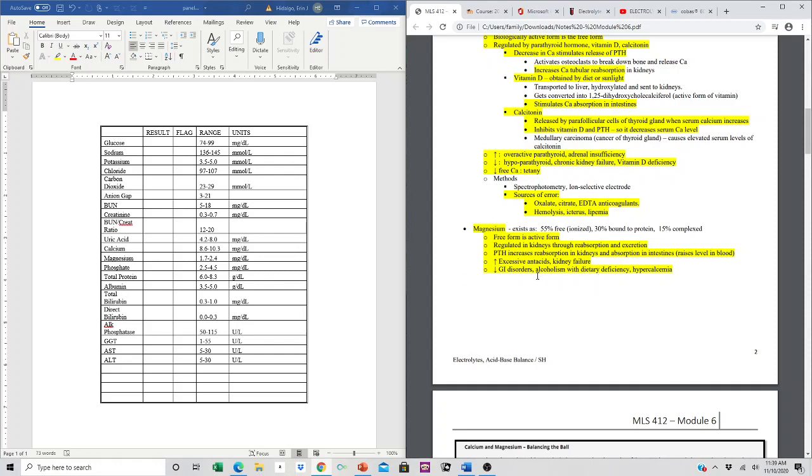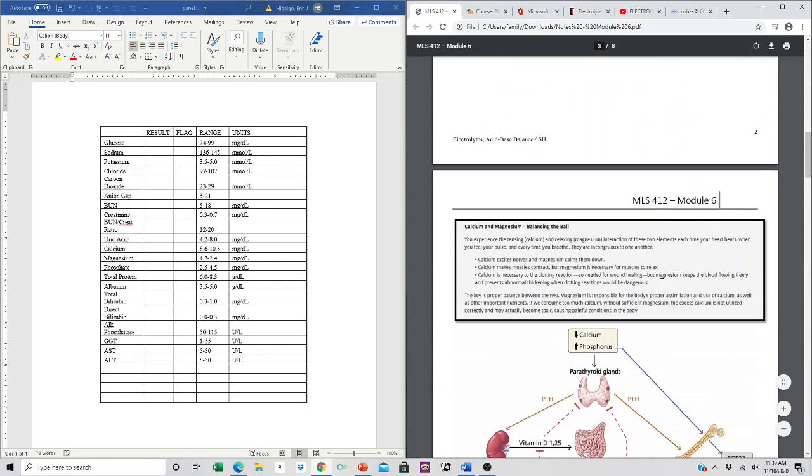Decreased magnesium is seen with GI disorders, which makes sense if you think about it. If they have GI damage, they can't absorb the magnesium in their intestines that they usually would. Alcoholism, this is talking about chronic alcoholism where the person usually becomes nutritionally deficient, so it's a dietary deficiency from that. And then hypocalcemia, a low calcium, because it's part of a balancing act, is seen with a lower magnesium.